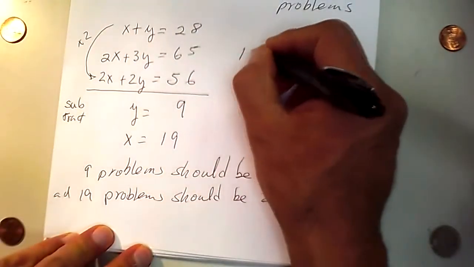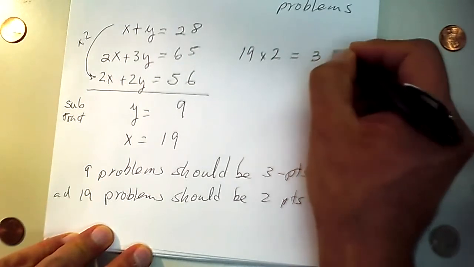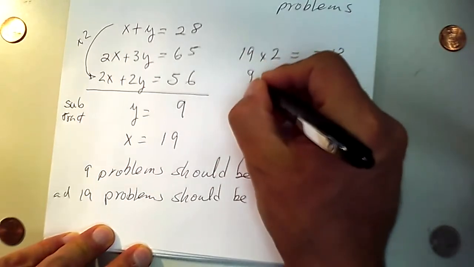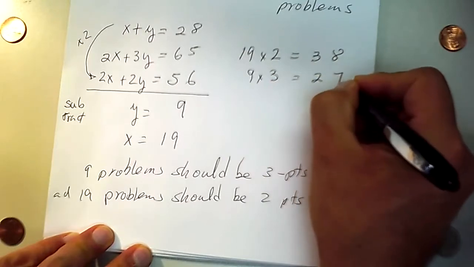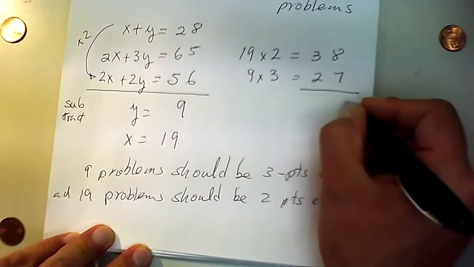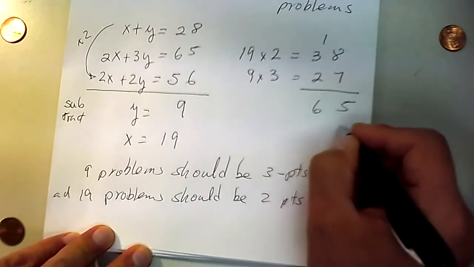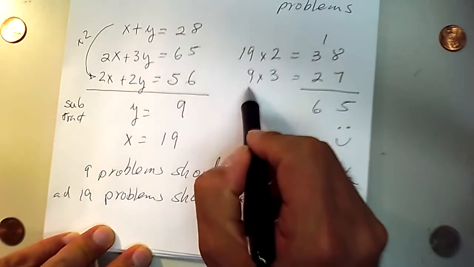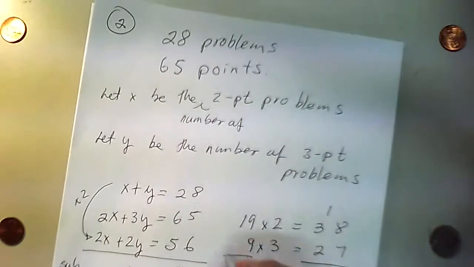So if we have 19 problems, 2 points each, that is 38 points from those 19 problems. 9 problems, 3 points each, 27 total points coming from those 9 problems. 8 plus 7, 15. We carry 1. Sure enough, we get 65 total points. So, which is what we wanted. And 19 plus 9, just the number of problems, is 28. And we started out with 28 problems.